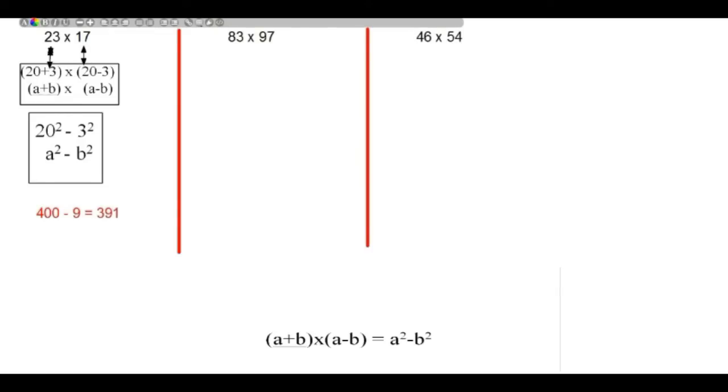So friends, try to be smart and use this concept of (a+b)(a-b) = a² - b² wherever possible. Let us take a few more examples. Let's say the question is 83 into 97.